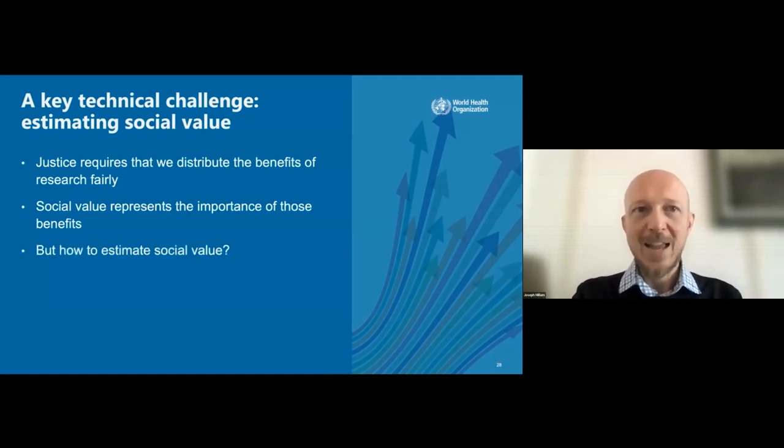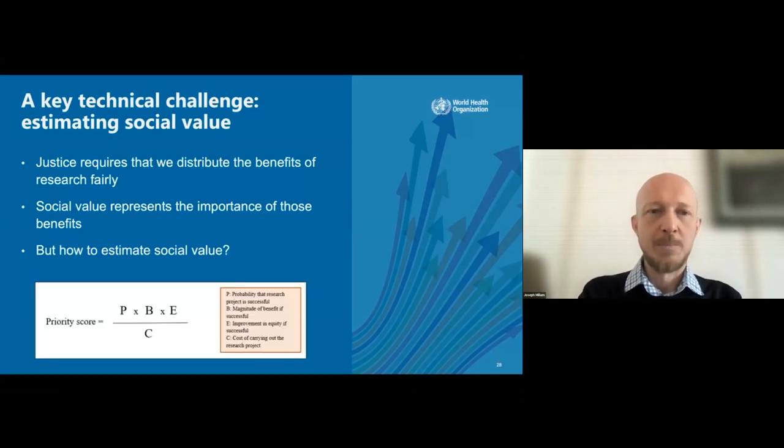But the technical challenge is, how do we estimate social value? If we could just put values on everything, we could do a simple calculation. We'd have a priority score. We'd multiply together the probability, the magnitude of the benefit, and the equity impact. We'd divide by the cost, and we'd be able to just come up with a ranking. That, of course, is something that, with health research, given how much uncertainty is involved, is incredibly hard to do.